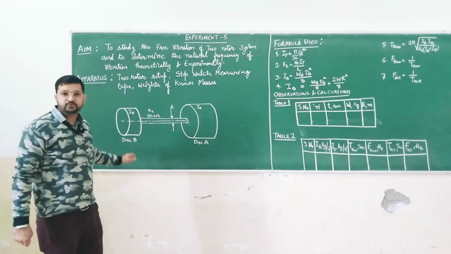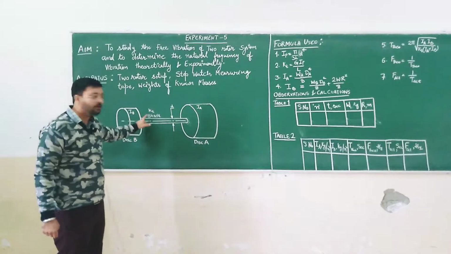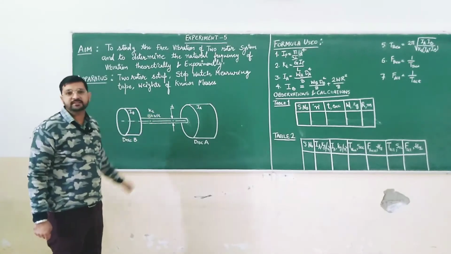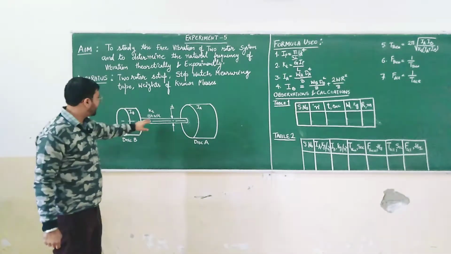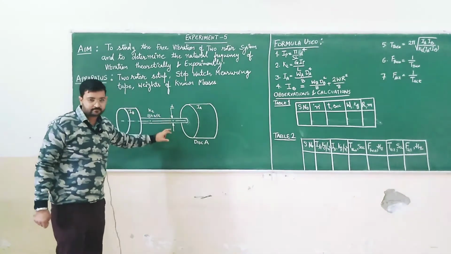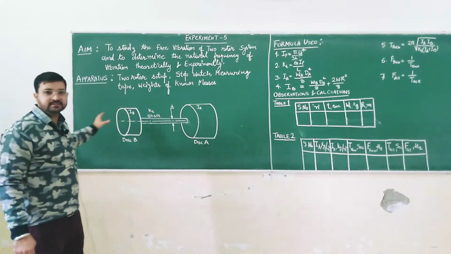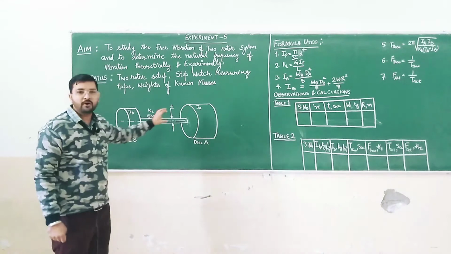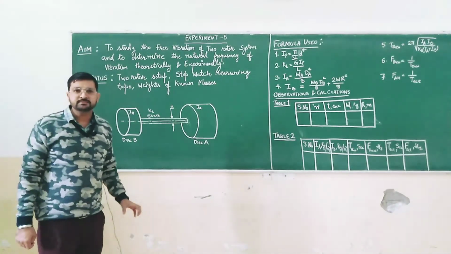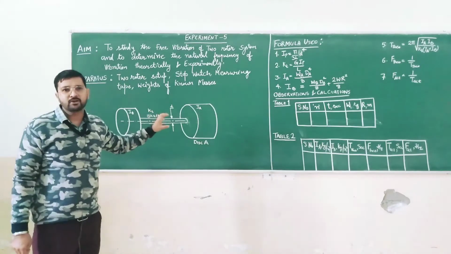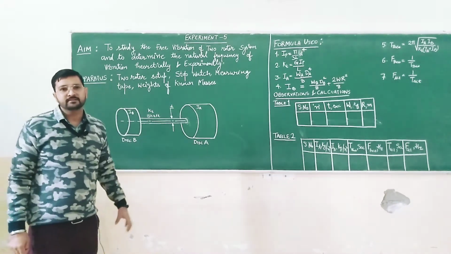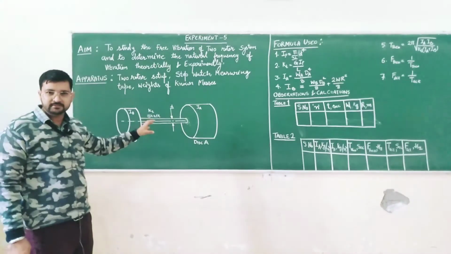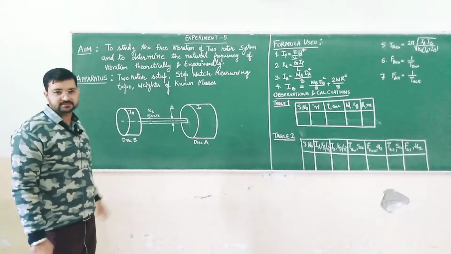These two discs are connected to each other, as shown, with the help of a shaft having torsional stiffness KT. The diameter of the shaft is small d. These two discs are supported by the frame with the help of ball bearings. Ball bearings are used because during our experiment we require negligible damping. So we are using a ball bearing support for the discs.